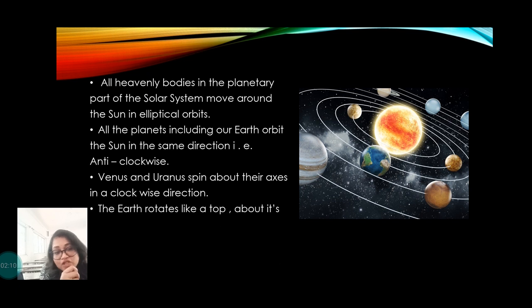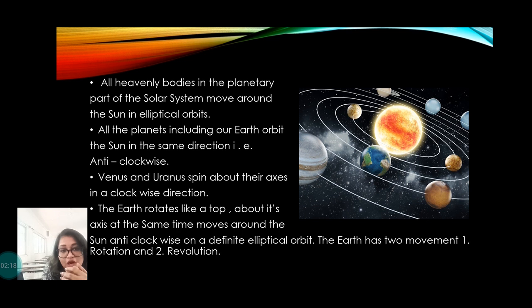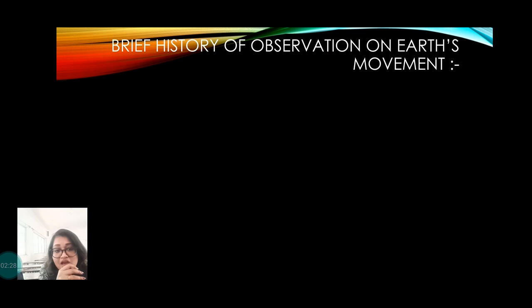Okay. And the earth rotates like a top. Okay, you played with a top in your childhood, that spins about its axis and at the same time moves around the sun anti-clockwise on a definite elliptical orbit. Okay. And the earth has two movements, one is rotation, another one is revolution. So we are going to first discuss the brief history of the observations of the earth's movement.